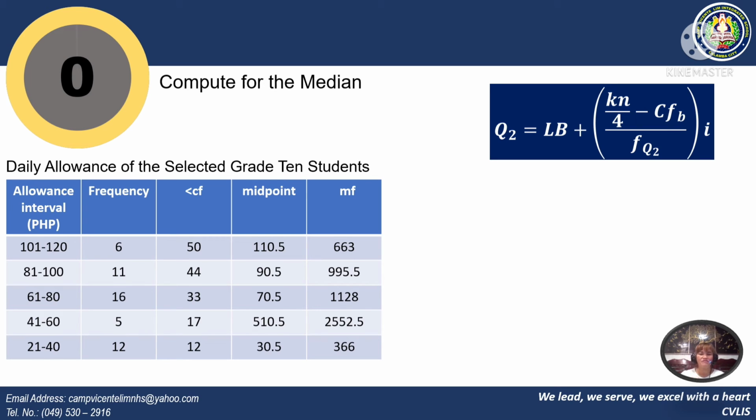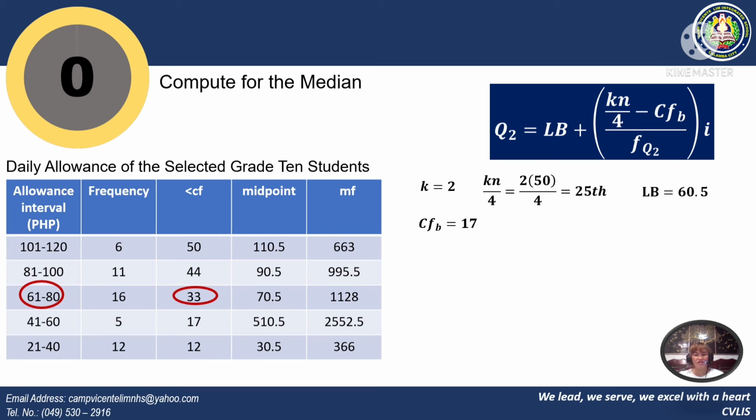Okay, so try to confirm if you got the correct response this time. We have to look for the prerequisite values required in the equation. So we have k is equal to 2, kn over 4, which is our locator, is equal to 25th. So this means that the middle value lies in this allowance interval, ranging from 61 to 80 pesos. Then we have the LB, which is equal to 60.50, and the cumulative frequency before, where the middle value lies, is equal to 17. And the frequency where the second quartile lies is equal to 16. And then I is equal to 20.